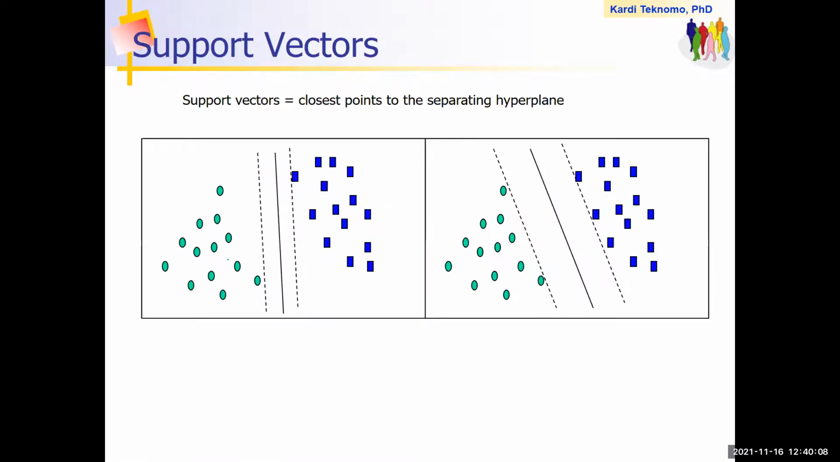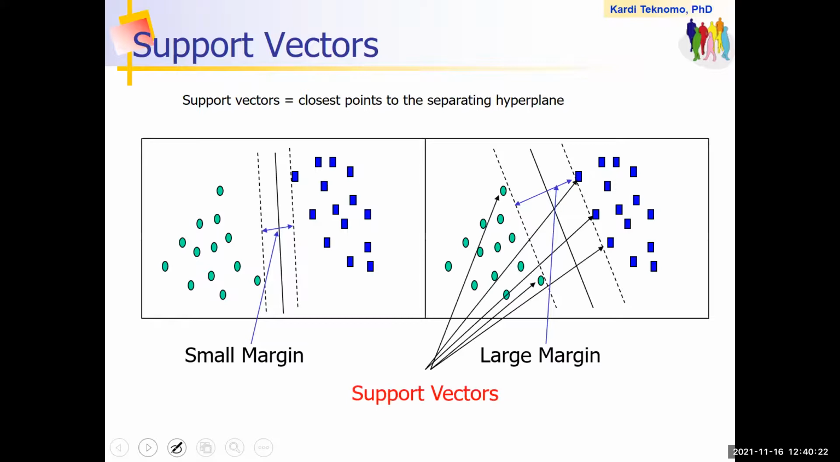Right, so the support vector, what we call a support vector, are the closest points to the separating hyperplane. Okay, this is the small margin, and this is the large margin. And these are the support vectors. They are the points closest to the margin. Up to here, is it clear or not?